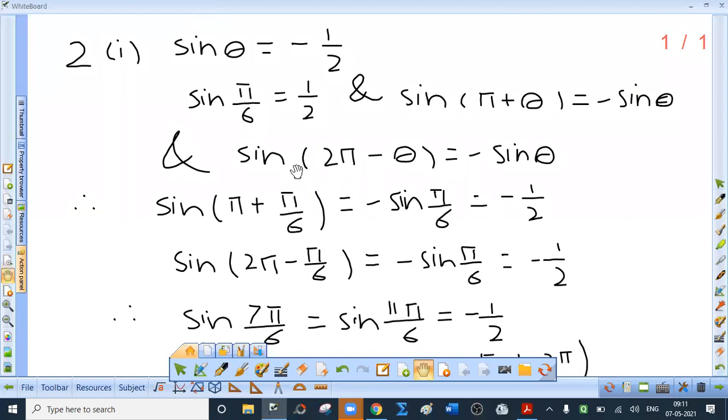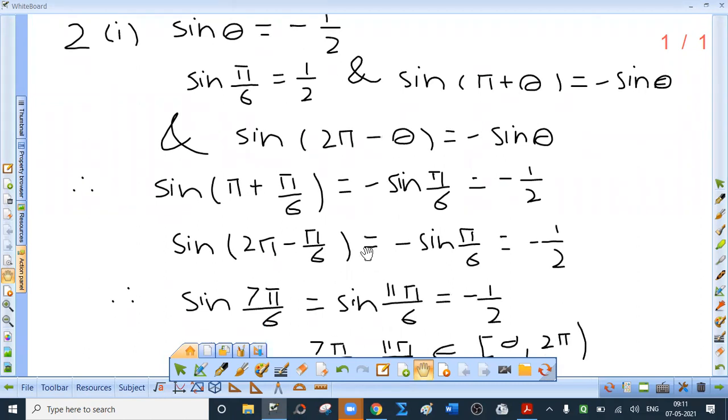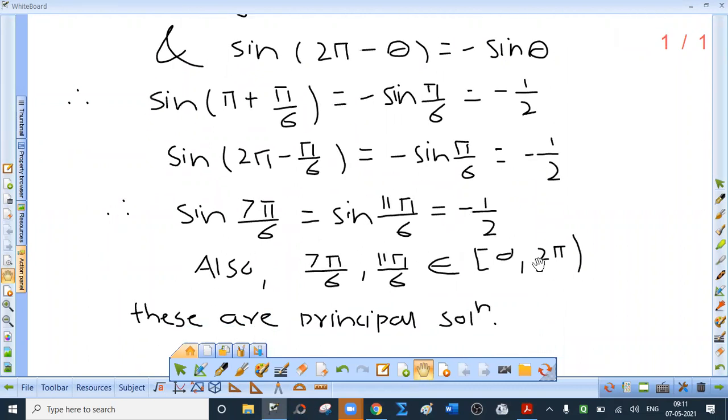Okay. Actually, we have to write one more. Along with sine of pi plus theta equal to minus sine theta, sine of 2 pi minus theta is minus sine theta. So sine of pi plus pi by 6, that means sine of 7 pi by 6, is minus half. Sine of 2 pi minus pi by 6, that is sine of 11 pi by 6, is also minus half. Now both these angles belong to this interval. So these are the principal solutions.